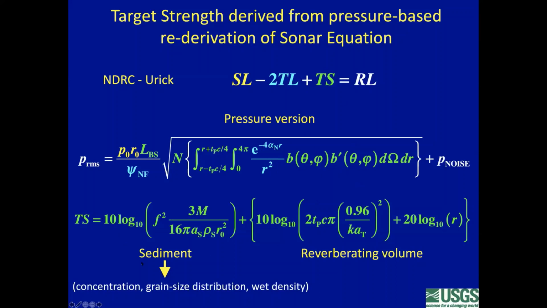Now, the target strength has two pieces to it, essentially. One is related to the sediment, and one is related to the reverberating volume. And so for the sediment, it varies as a function of the concentration, the grain size distribution, and the density.